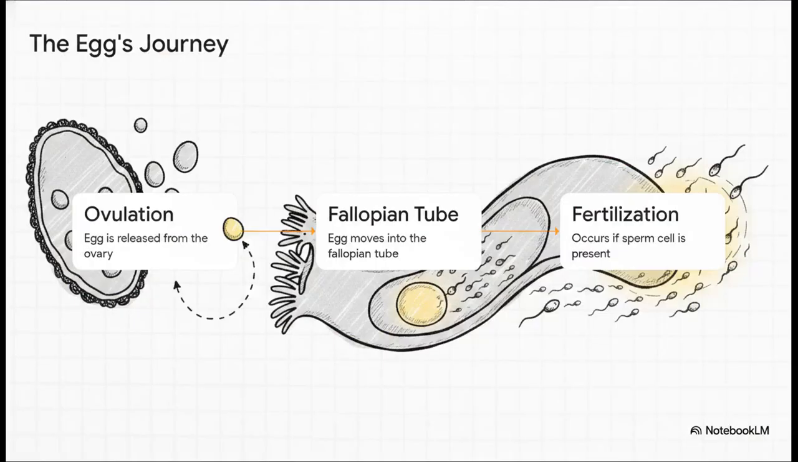So following the directional path of the egg, step 1 is ovulation. That's when the egg is released directly from the ovary. It then moves right into the fallopian tube for step 2. Now this fallopian tube acts as the critical structural site for step 3, fertilization. But, and this is a huge but, that only happens if a sperm cell is present in that exact location at the exact right time.